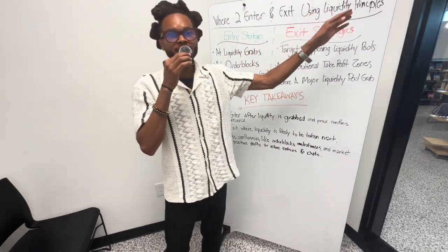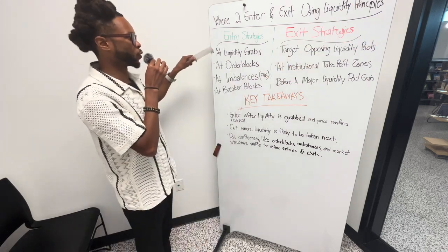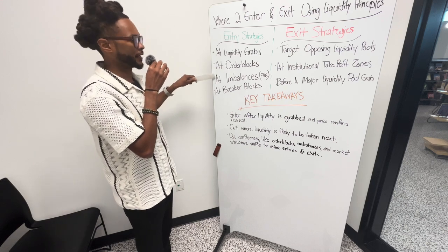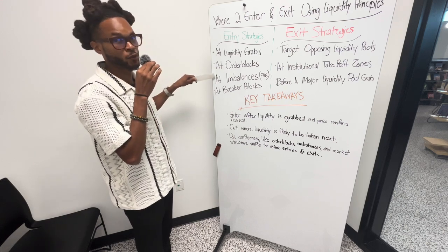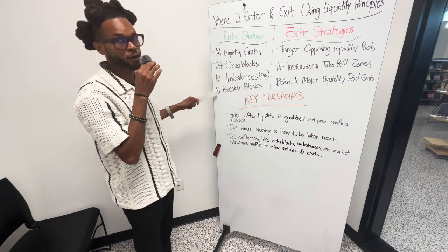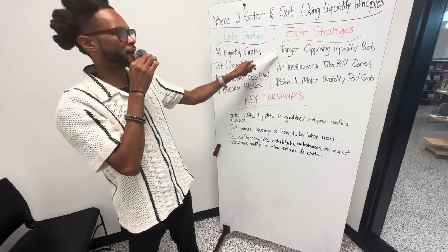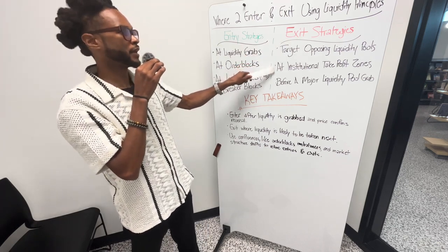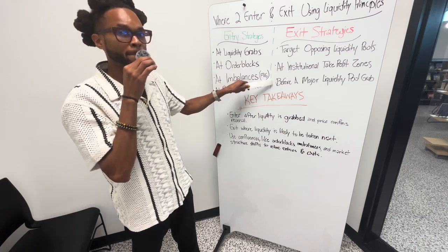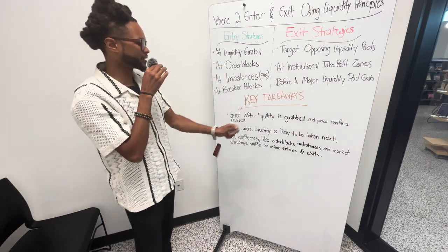Where to enter and exit using liquidity principles. Our entry strategies will be at liquidity grabs, at order blocks, which we're going to highlight today, at imbalances, which I do have an example for, or what we call fair value gaps, or at breaker blocks. For our exit strategies, they will be at opposing liquidity pools, at institutional take profit zones, and before a major liquidity pool grab.